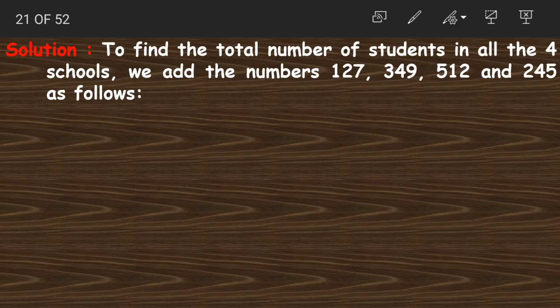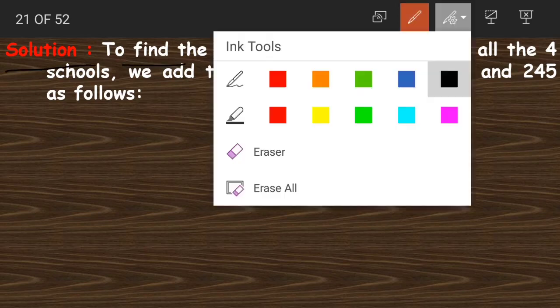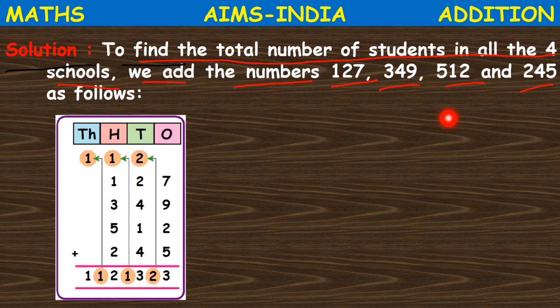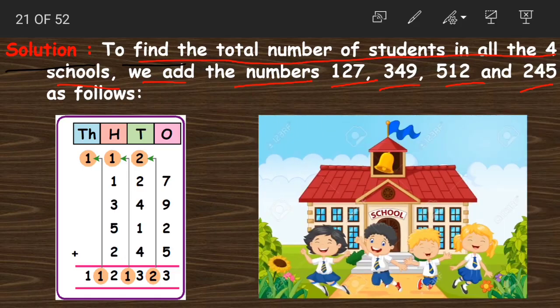4 means more than 2, right? So, we are adding more than two numbers. To find the total number of students in all the 4 schools, we add the numbers 127, 349, 512 and 245 as follows. What did we also discuss? That we should add the numbers given in the question. Now see, we have 127, 349, 512 and 245 here. Now how will we add this?